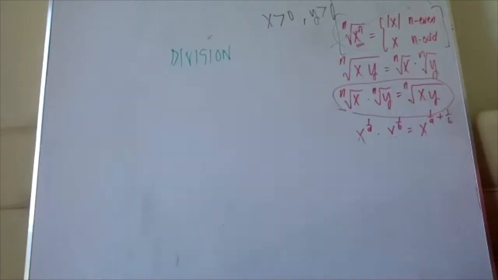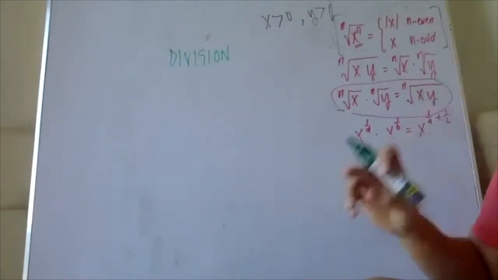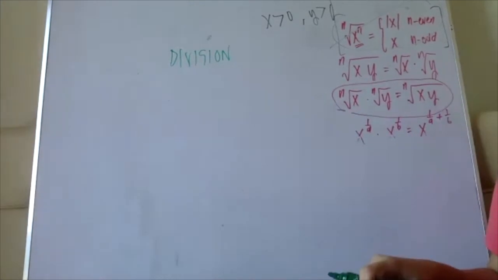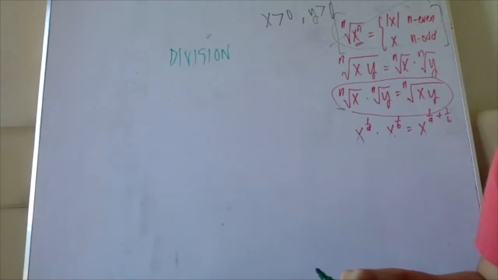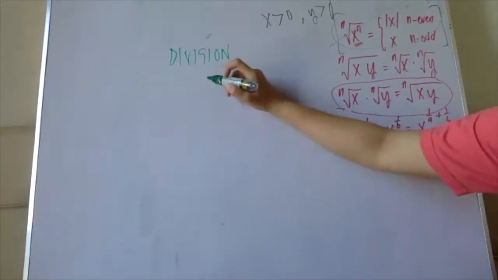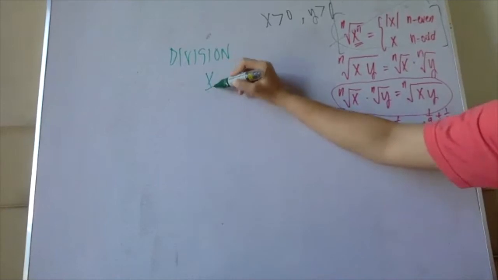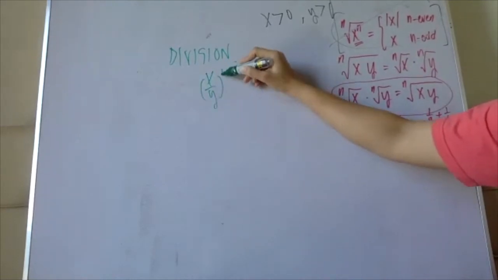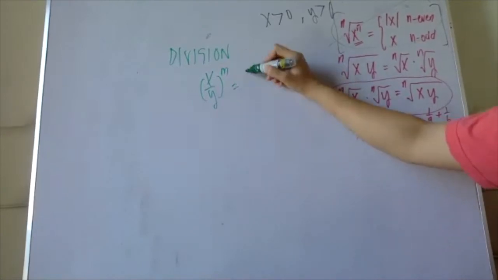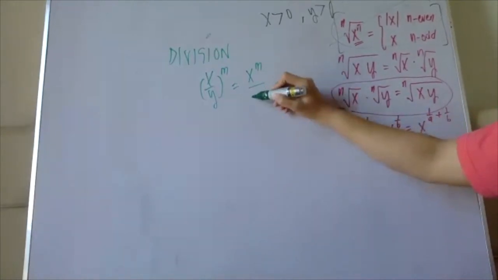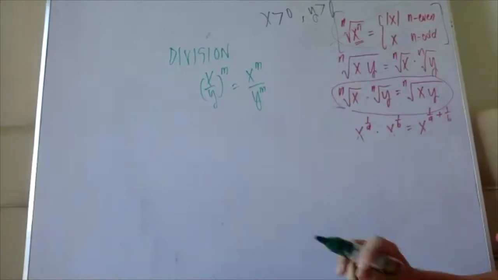Now let's do division, or dividing radical expressions. So, parang same lang naman siya sa multiplying. First, let's talk about yung power of a quotient rule. Remember your power of a quotient rule. So, may quotient ka raised to a power. This is equal to x raised to m over y raised to m.